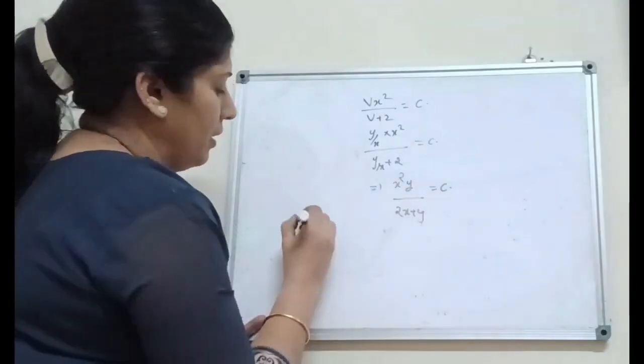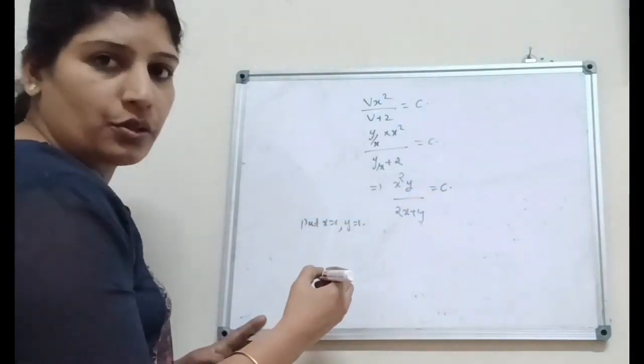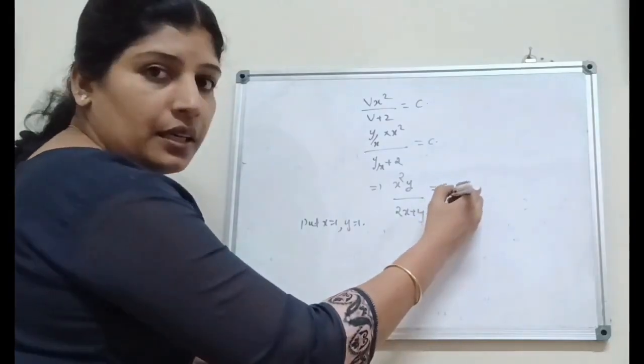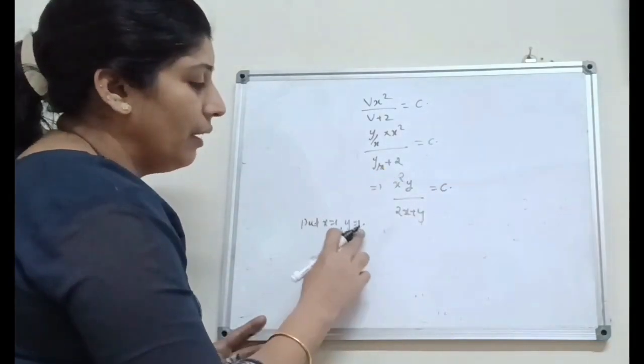Then put x equal to 1, y equal to 1. We will get the particular solution. That means we have to find out the value of c here. This is the general solution. Next, we have to find out a particular solution. Put x equal to 1 and y equal to 1.